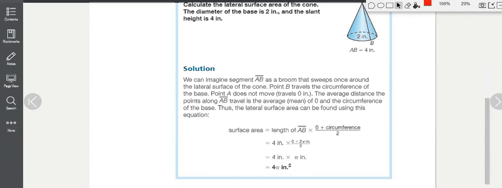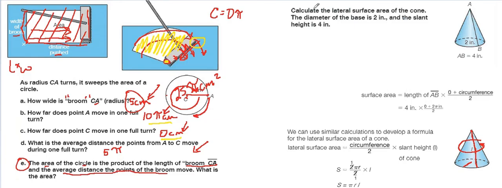Now, let's talk about the cone like I'd promised. What if we thought about lateral surface area, so everything but the base here, that surface area, as a sweep, where your broom is AB. It's a 4-inch slant height. Okay, so your broom is 4 inches long, and it's traveling in a circle where point A doesn't move, right? Point A stays stationary. It travels 0 inches as this part spins the greatest distance. What is that distance? It's the circumference of this circle.